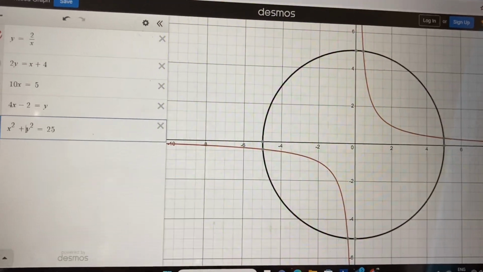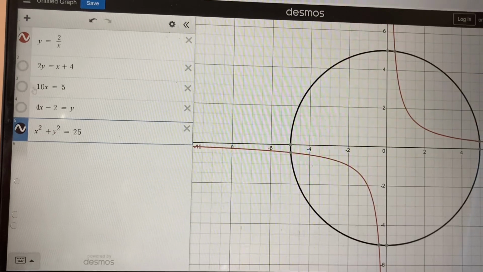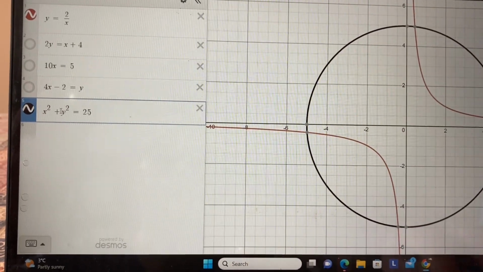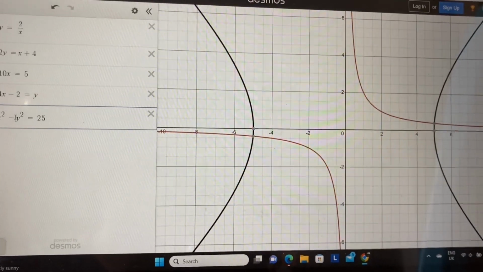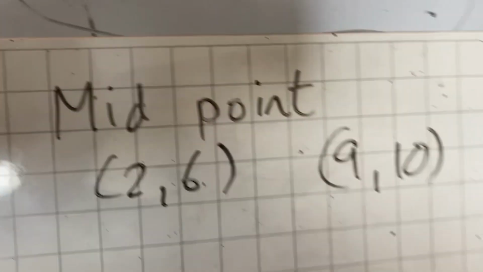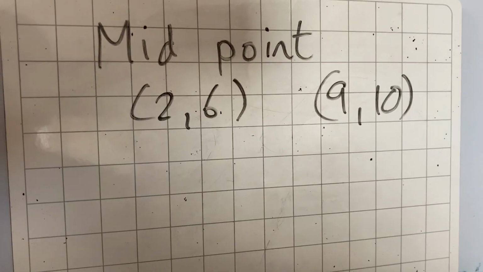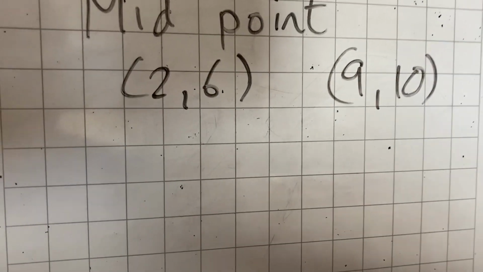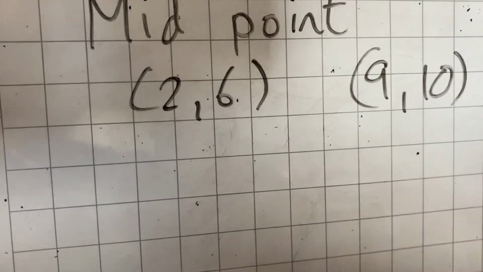Also non-linear. Okay, so that answers that question, that the two functions that are not linear are y equal to 2 over x and x squared minus y squared equal to 25. Right, there was one more question in this worksheet, which is to find the midpoint of (2, 6) and (9, 10). Now, there is the midpoint formula, which you can use, but I find for some students that involves quite a lot of extra algebra.